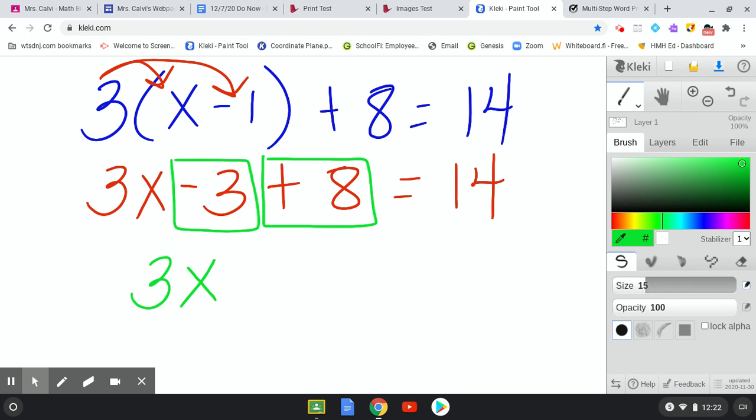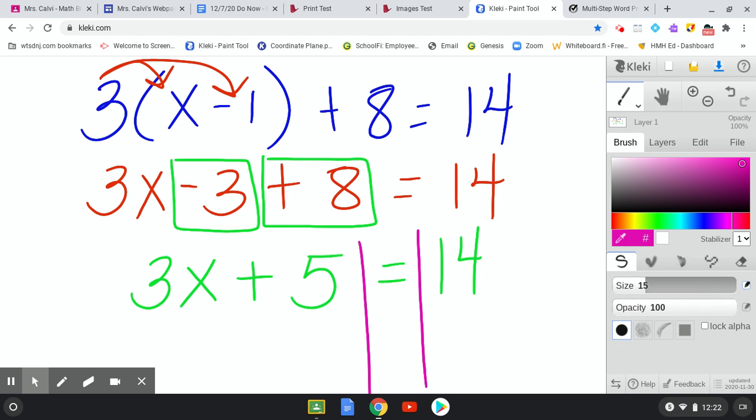A negative 3 and a positive 8. The signs are different, so I'm subtracting and taking the sign of the bigger number. The bigger number is 8, and that is positive. Now I'm subtracting the 2, and I'm going to get 5. Drop down the equal sign, drop down the 14. Now I'm down to a two-step problem, right? So I am subtracting 5 on both sides.